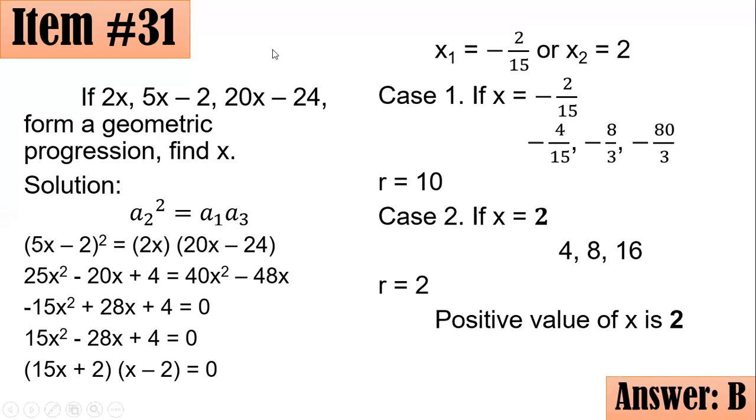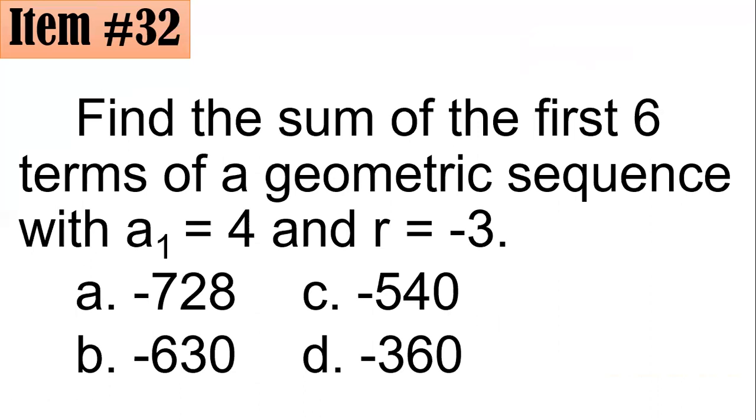Item 32. Find the sum of the first 6 terms of a geometric sequence with a sub 1 equals 4 and r equals negative 3. Did you have negative 728, negative 630, negative 540, or negative 360?